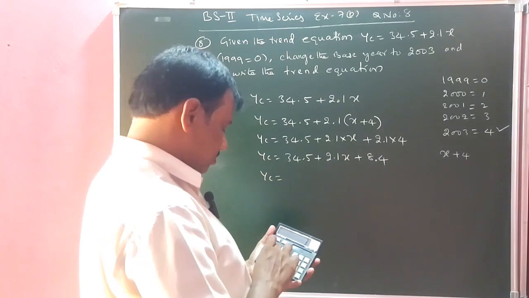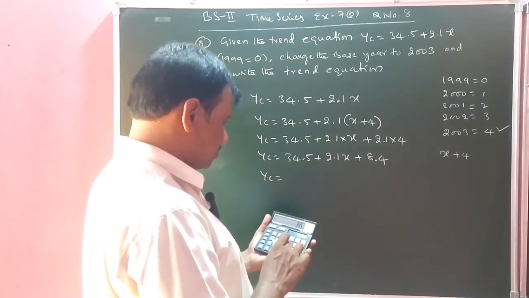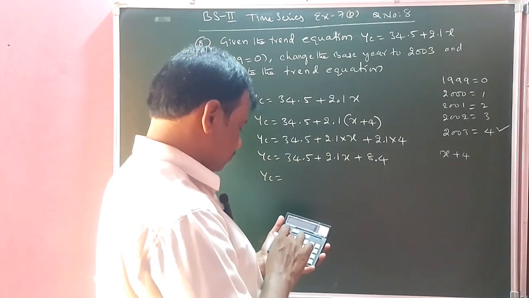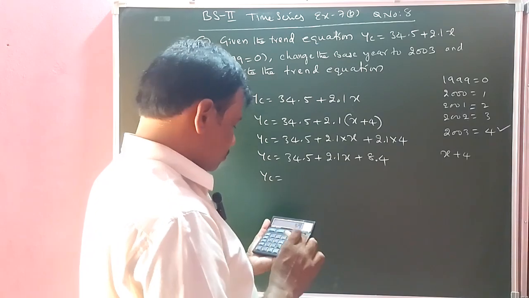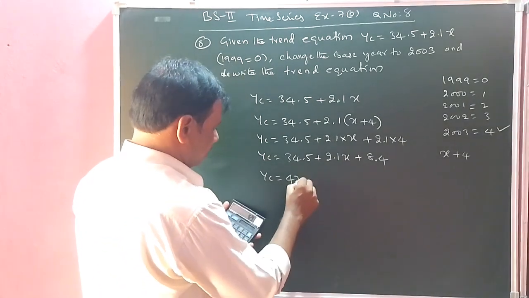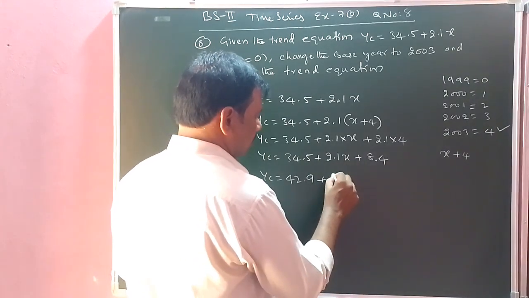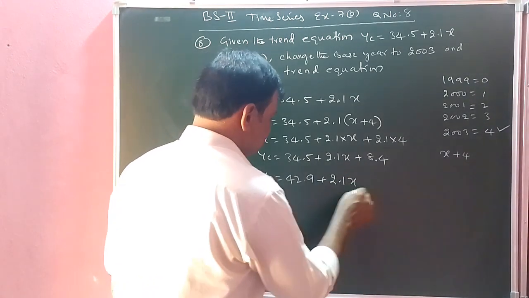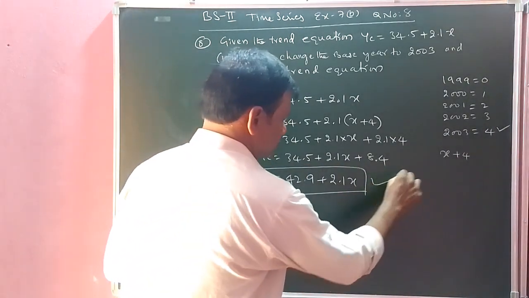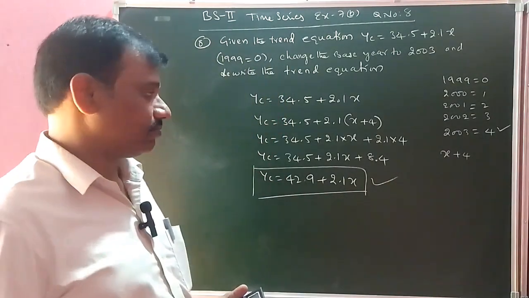YC equal to 34.5 plus 8.4, so it is 42.9. The remaining value is the same, 2.1x. So this is the solution. It is a very important one.